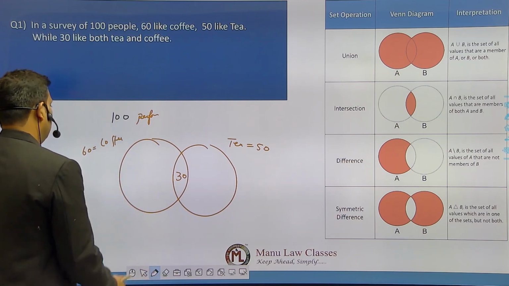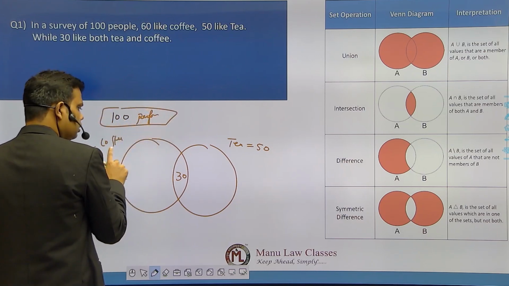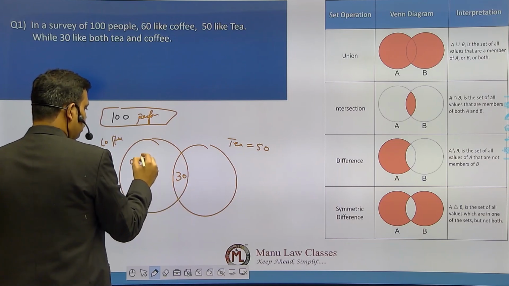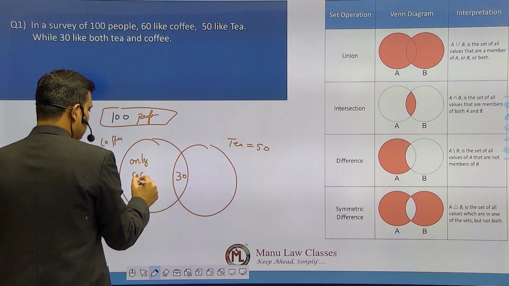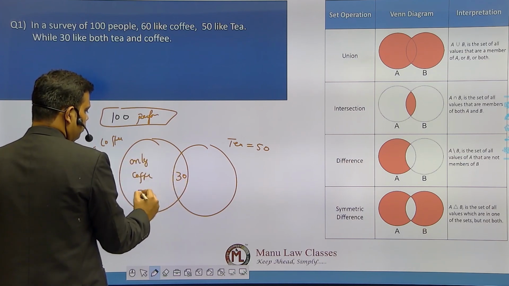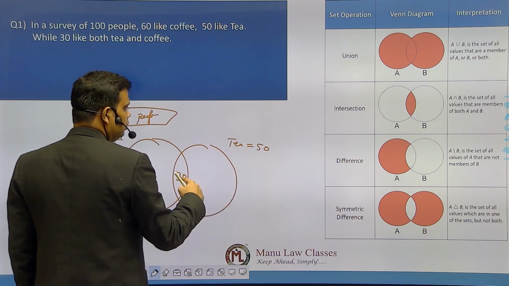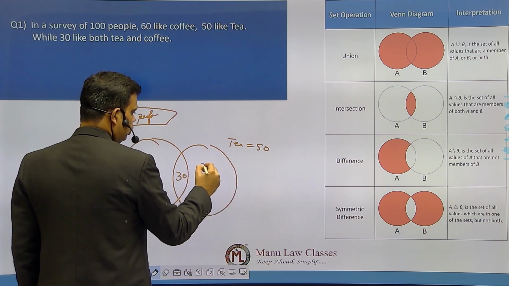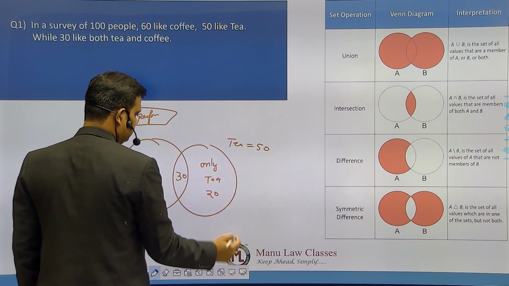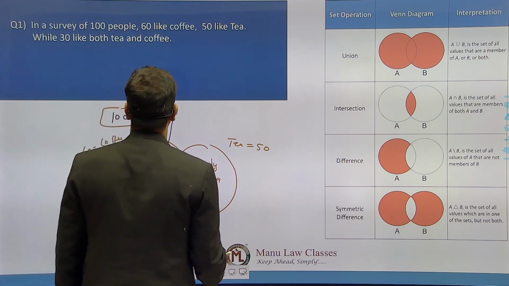Meaning if I ask you the basic structure, 100 people are there, 60 like coffee, 50 like tea, 30 like both. Only coffee is what? How many people like only coffee? 60 total coffee minus 30, only coffee are 30. Again, here total 50, only tea is what? 50 minus 30, that is 20. Getting the point? That's the basic thing, right? We have to get clear with this concept.